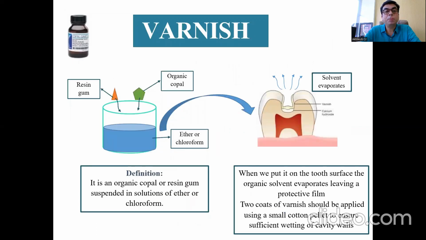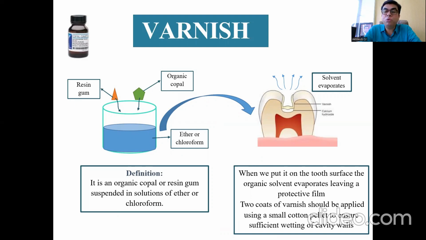Varnish. The definition of varnish: it's an organic copal or resin gum suspended in solutions of ether or chloroform. Here, it's shown in the diagram that the organic gum and the organic copal are dissolved in an ether or chloroform solvent. When we put it onto the tooth surface, the organic solvent evaporates, leaving a protective film.